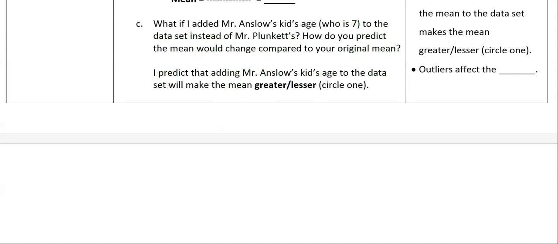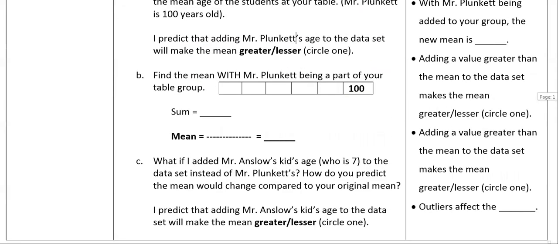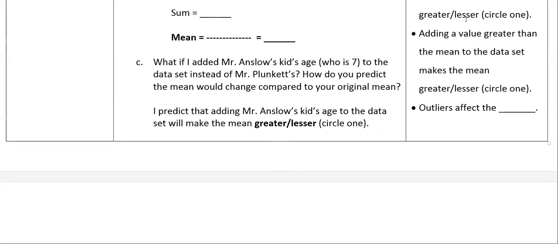So over here on the conclusion side, I don't know why I scrolled down so far, but it's okay. We'll remember this. Here it is. Adding a value greater than the mean to the data set makes the mean greater. I thought we already did that. I think I meant to have this be lesser. So I apologize. I'll fix that on your version of the notes. So adding a data value that's lesser than the mean to the data set makes the mean lesser.